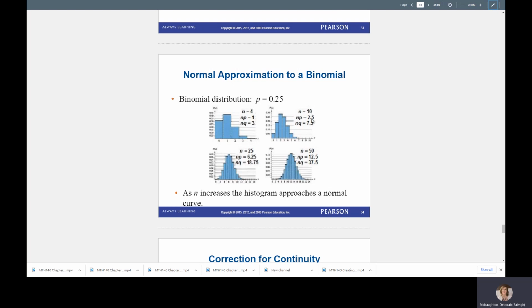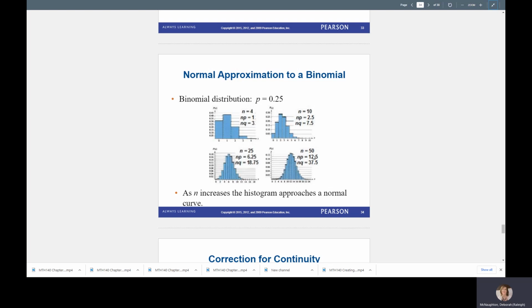When n is 10, np is 2.5 and nq is 7.5. So again, these are not at least 5. And so you can see this is not normal, but it's more normal than this one. And here our n is 25, and now we see that np and nq are both greater than 5, and this distribution looks approximately normal. I can see this tail comes out a little further.